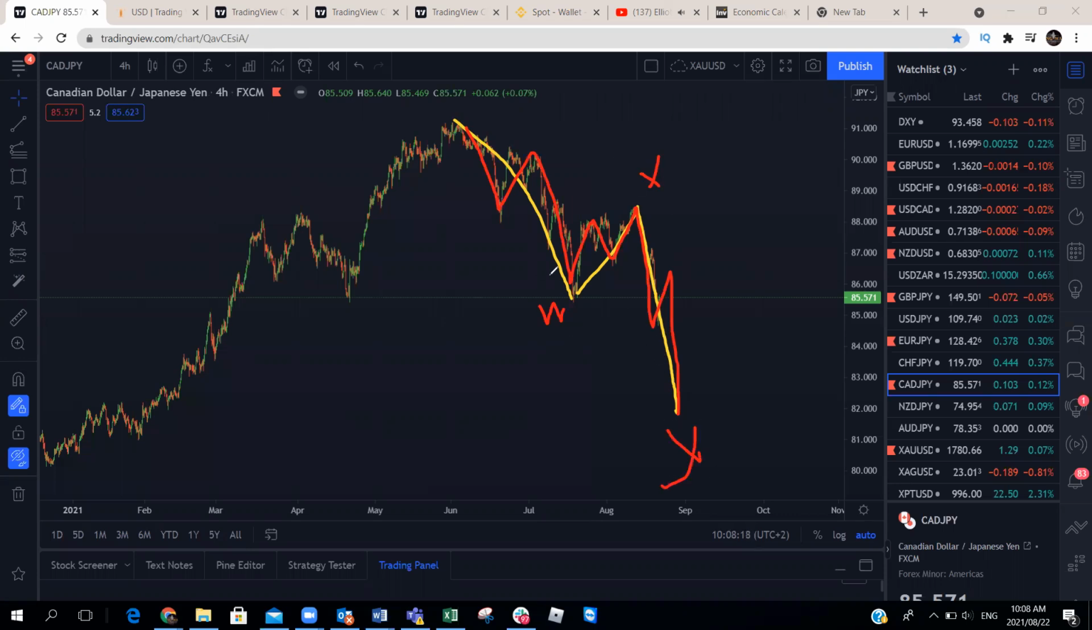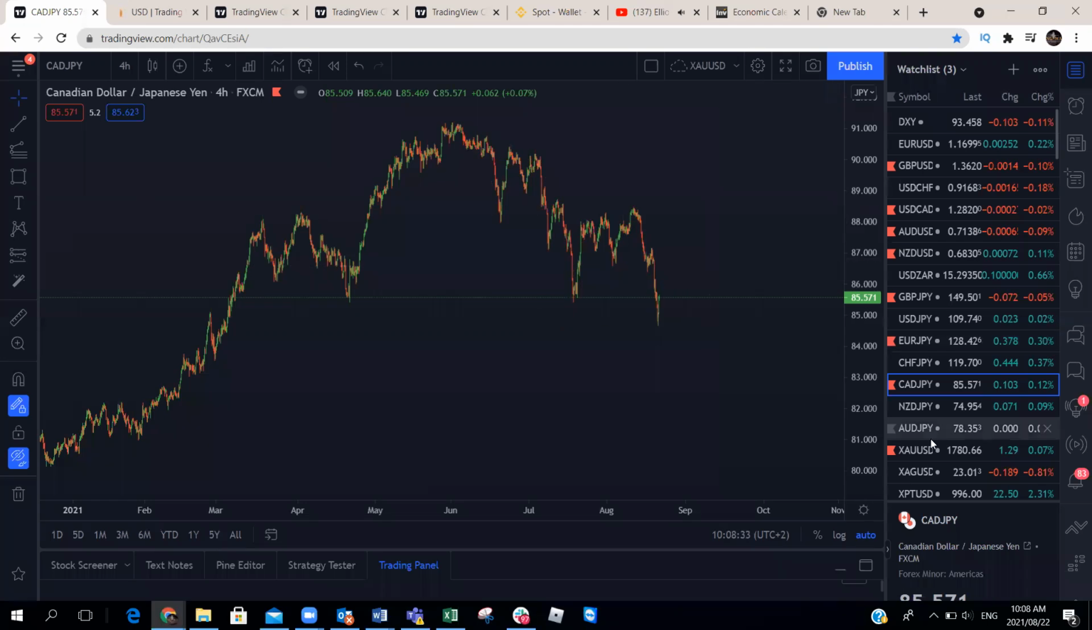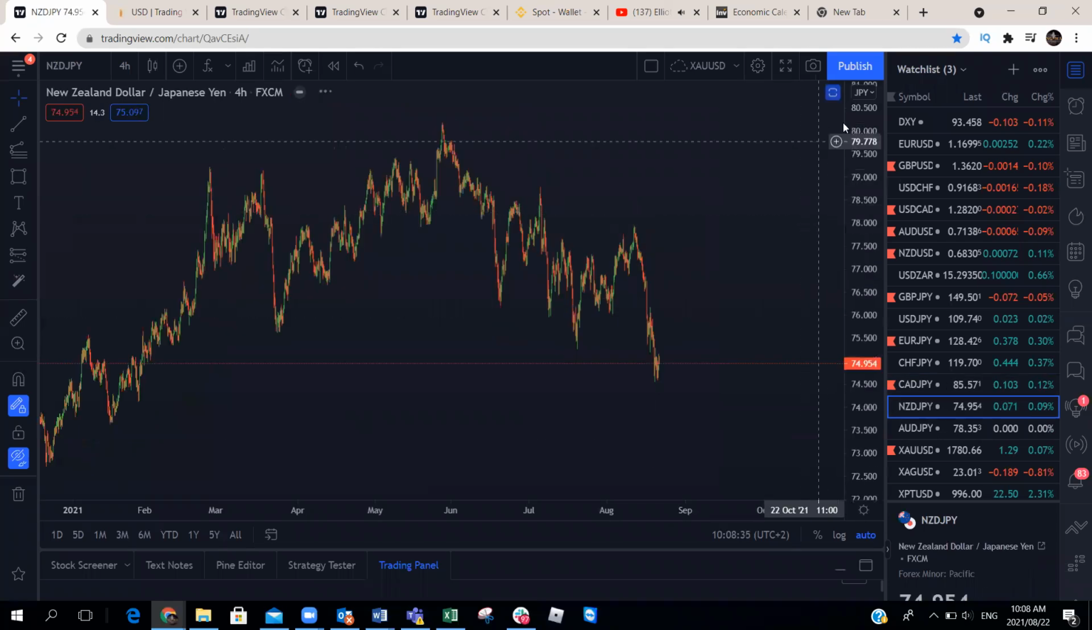So WXY corrective structure. Internally, you've got ABC corrective structure here. If I just go into a bit more detail, ABC structure here, ABC structure here. Okay, so that's what we'll be looking at here, a bit of a pullback before continuation to the downside as far as CAD yen is concerned. New Zealand yen, let's have a look at the New Zealand. Similarly, the New Zealand has made a 3-wave pullback here, so we'll expect the New Zealand to continue to the downside over the next coming session.